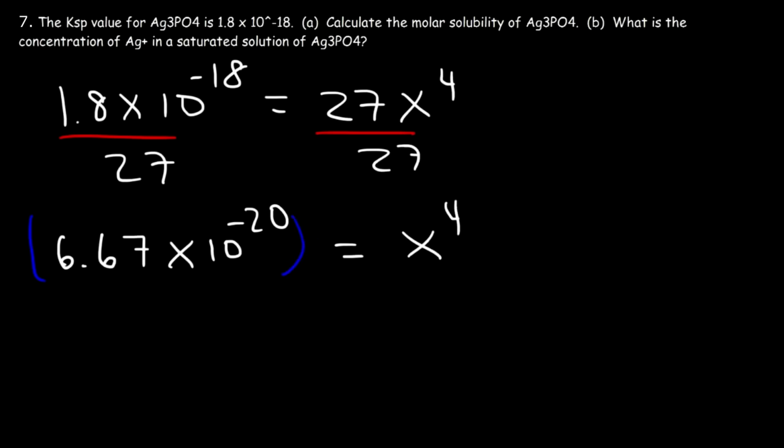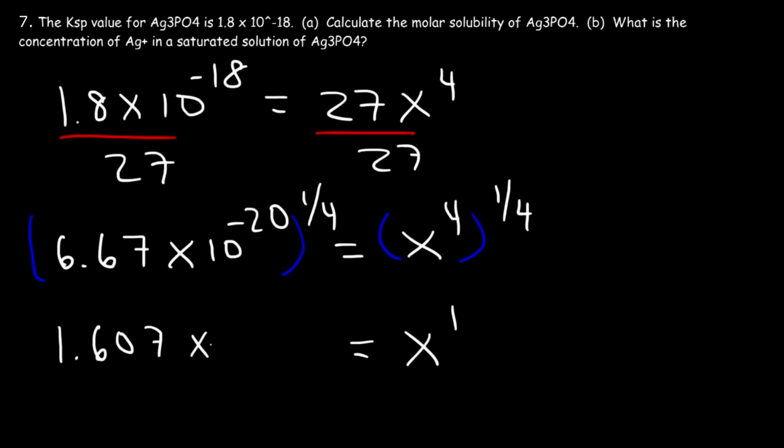Now last time, we raised everything to the 1/3. This time, because there's a 4, you want to raise everything to the 1/4 power, because 4 times 1/4 is 1. So you want to take the fourth root of 6.67 times 10 to the negative 20. And so the molar solubility is 1.607 times 10 to the negative 5. You can write molarity, or you can say moles per liter. So that's the molar solubility of silver phosphate.